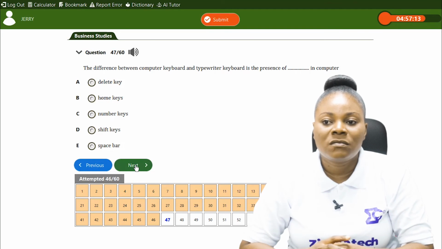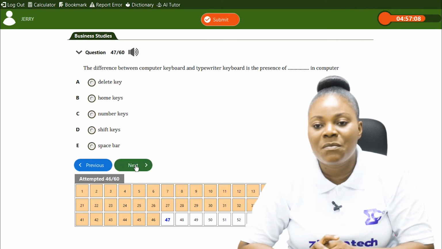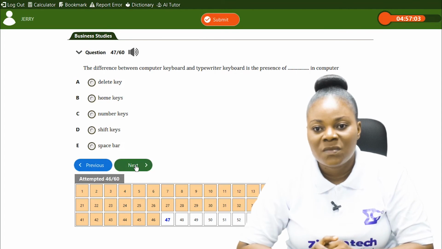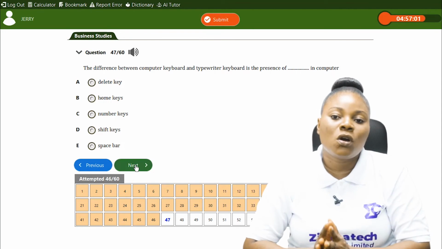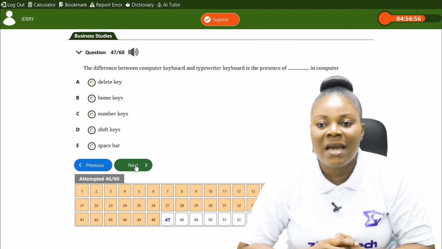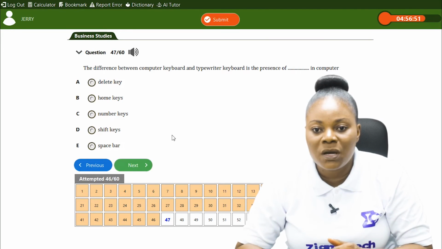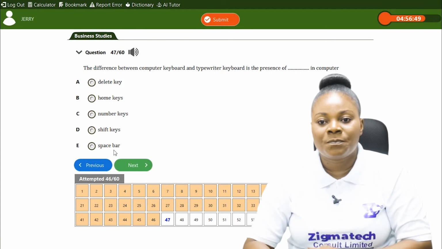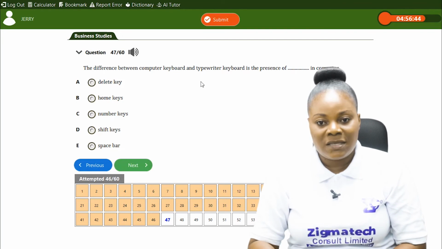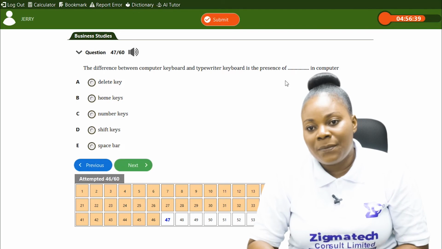Question 47. It says the difference between computer keyboard and typewriter keyboard is the presence of dash in computer. There are some keys that can be found on the computer keyboard that cannot be found on the typewriter. So which one? Is it delete key, or home key, or number key, or shift key, or space bar? Of course, you can find your space bar on both the computer keyboard and the typewriter. You have your shift keys on both the computer keyboard and the typewriter.